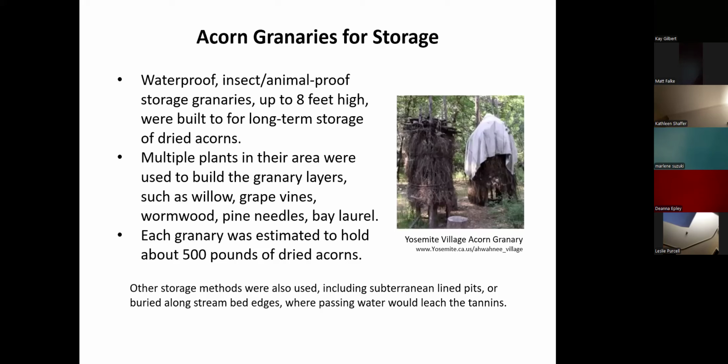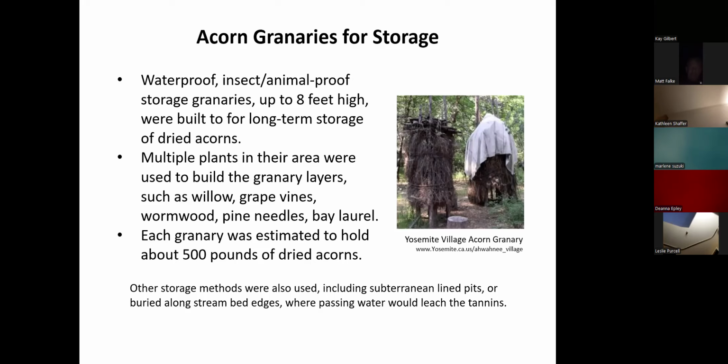They stored the acorn, and it was quite interesting how they did it, building these huge granaries that could be up to 8 feet tall. They used multiple plants in creating these granaries, including wormwood, pine needles, and bay laurel to keep away the vermin. Each granary was estimated to hold about 500 pounds, perfect for a family.